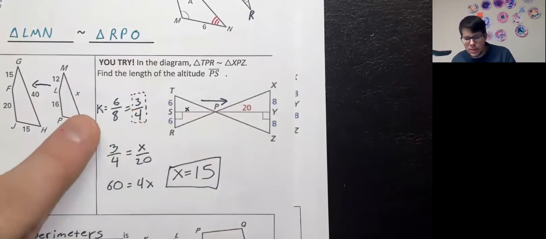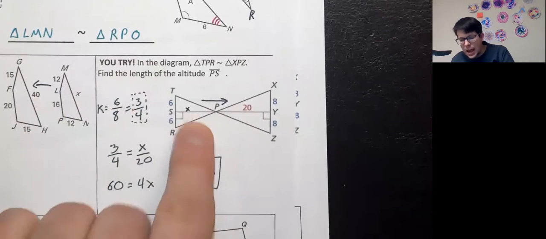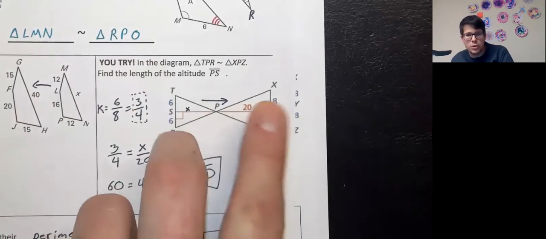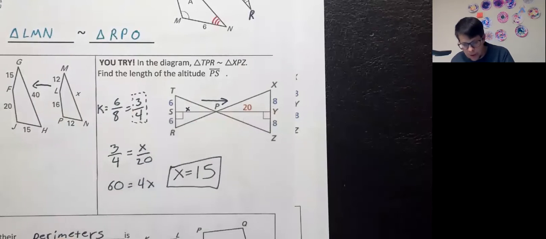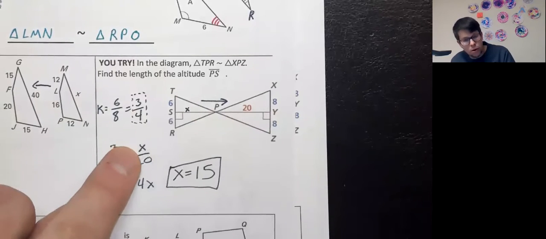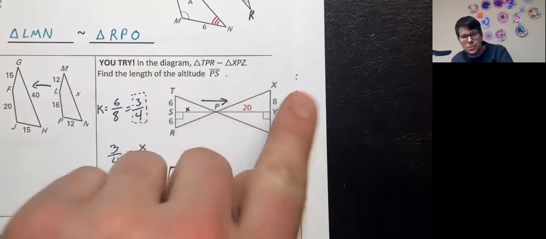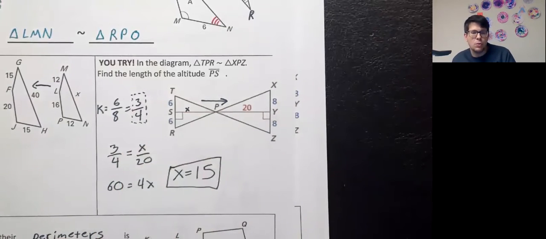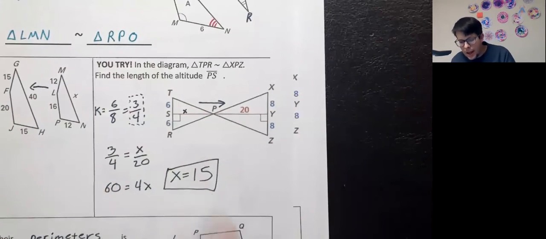Then after that, I built myself a proportion. I've used my scale factor. And then I also wanted to use my X and my 20, which are these two altitudes that I have inside of my picture right there. I'm going to create that by going once again from left to right. And so I'm going to have my X over 20. Then I'm going to cross multiply and solve.